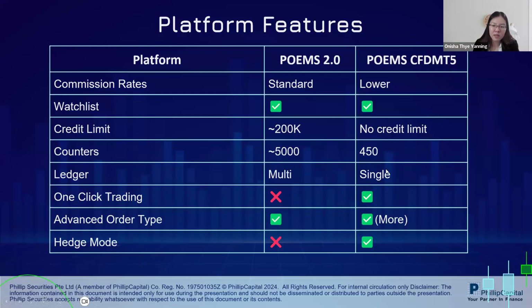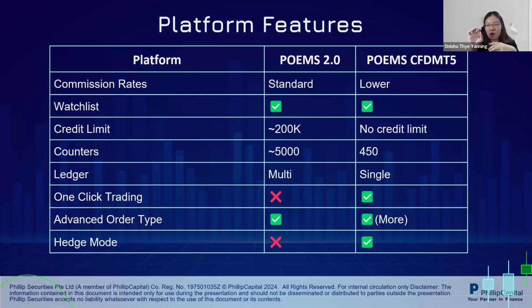POEMS 2 will be multi-ledger, POEMS CFD MT5 will be single-ledger. What do I mean by multi-ledger and single ledger? For POEMS 2, let's say you are buying S&P 500, and the underlying is trading in USD, correct? In POEMS you have different ledgers: Sing dollar, USD, Japan yen, Malaysia ringgit. There's a ledger for all the different currencies, so you have the option to convert your Sing dollar to any currency that we offer. Whereas for POEMS CFD MT5, it is only single.